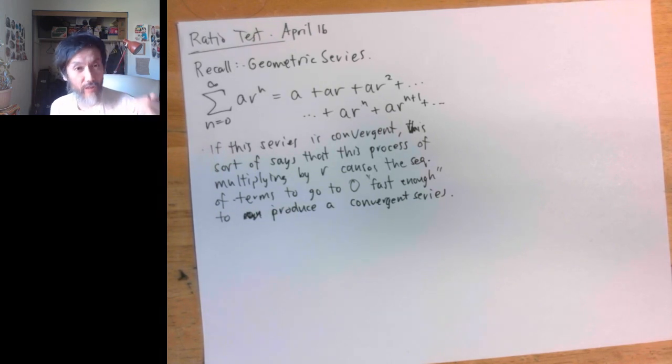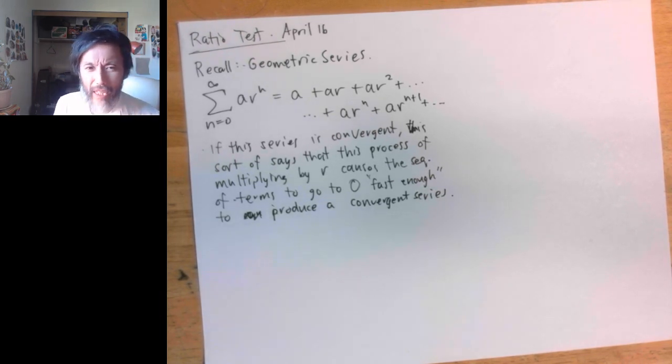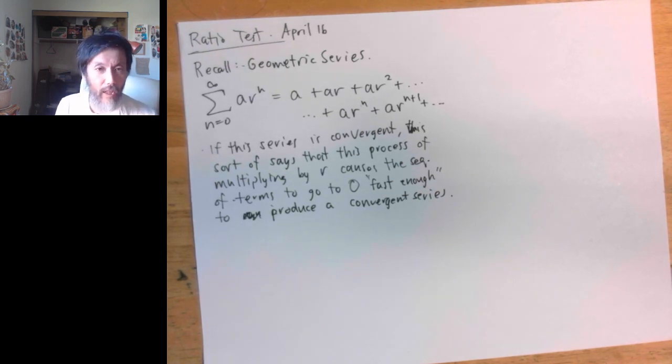Other convergent series have the same property. Think about the sum of 1 over n squared. That's a p series, p equal to 2. It's convergent. Its sequence of terms goes to 0, just like the harmonic series. But the difference is that it goes to 0 fast enough to produce a convergent series. Am I making any sense here at all? It makes perfect sense to me.